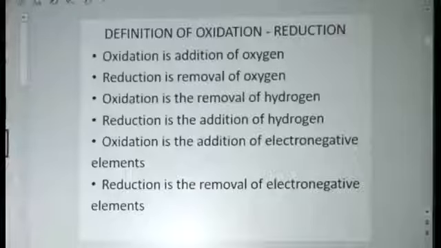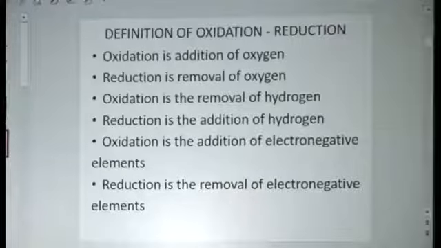In another way, we can also define oxidation reduction in terms of electronegative elements and electropositive elements. Then we can say oxidation is a process that involves addition of electronegative elements or removal of electropositive elements, while reduction is a process that involves removal of electronegative elements and addition of electropositive elements.